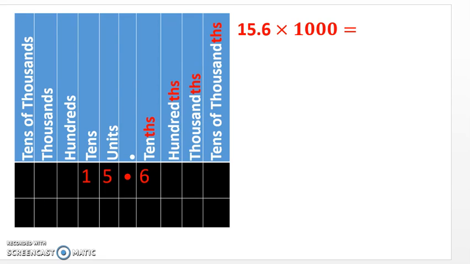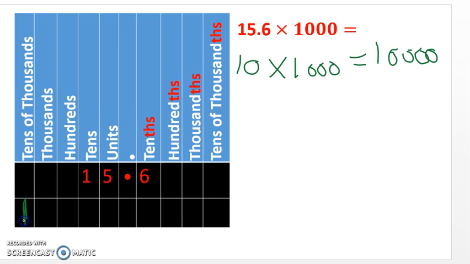Alright, last example. 15.6. We've got 1 ten, because it's 15, and 5 units, and 6/10ths. So let's take the 1 ten, and we are going to multiply that 10 by 1,000. That gives me 10,000. So in the ten thousands column, I'll put 1, because that means I've got one lot of 10,000.